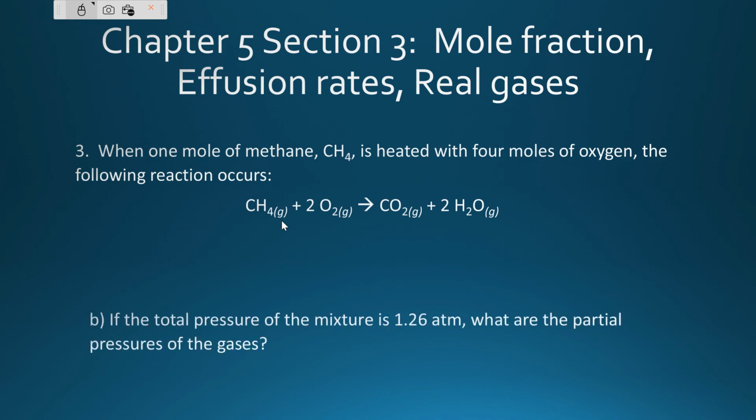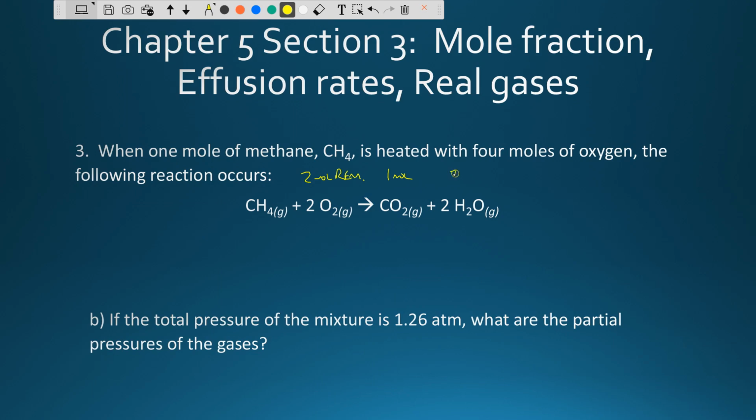So if the total pressure of the mixture is 1.26, what do we do then? Well, remember, with my values, of the things that are remaining, I had 2 moles remaining. And remember that I had 1 mole of this produced, and I had 2 moles of this produced. There was 0 at the end of all of this, okay? And so if I look at it this way, 2 moles plus 1 mole plus 2 moles, these are additive, that ends up with 5 moles of gas total.